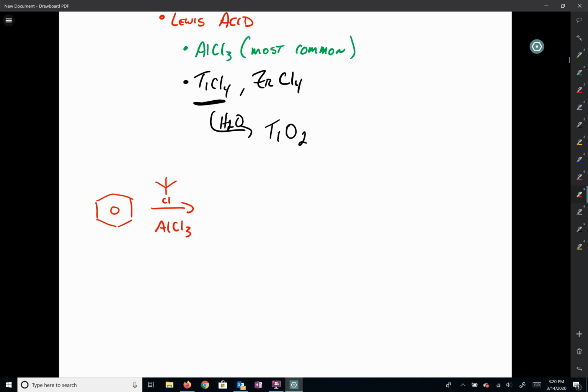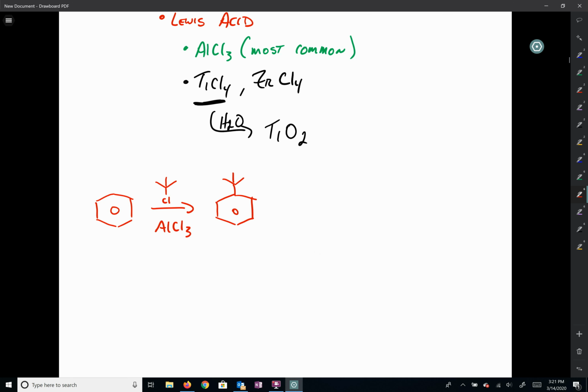We can get our aromatic ring, benzene in this case. We find some kind of alkyl halide, okay? And then we scoop in some aluminum chloride, and we come back and clean up our product. And when we do this, we will add that alkyl group to our aromatic ring. Okay? Cool. That's how this works.